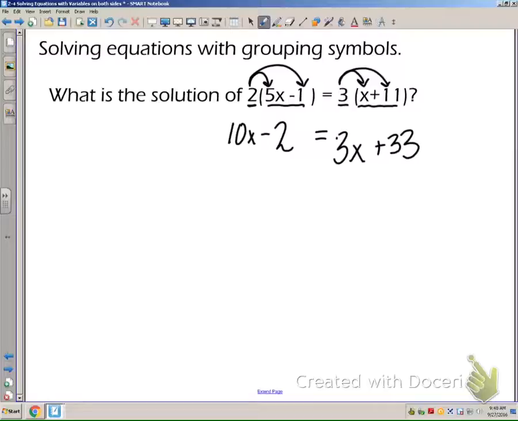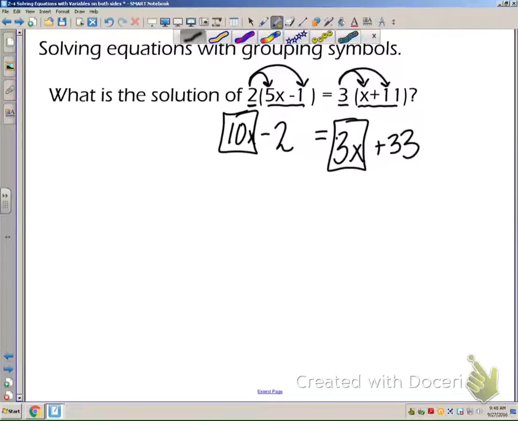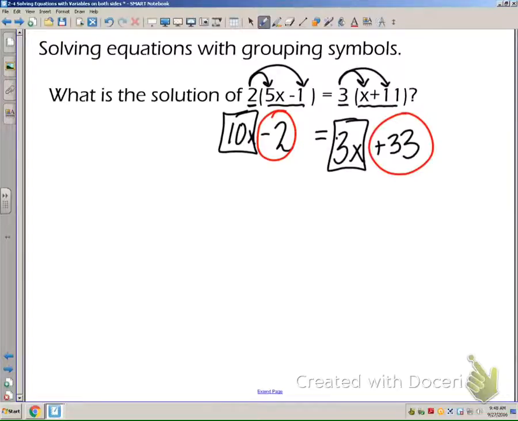Now we can begin to do our circles and squares. So I can never remember which one goes with which. I guess it doesn't really matter as long as we're consistent here. So I've got a 10x and a negative 2 on this side, and I've got a 3x and a positive 33 on this side. I've got to get those red circles together on one side and those black boxes together on the other side. So how would I get rid of this negative 2? I would add 2. Whatever I do on one side, I've got to do to the other.